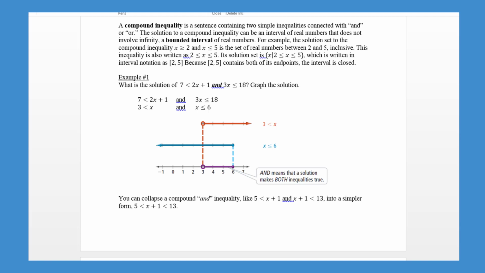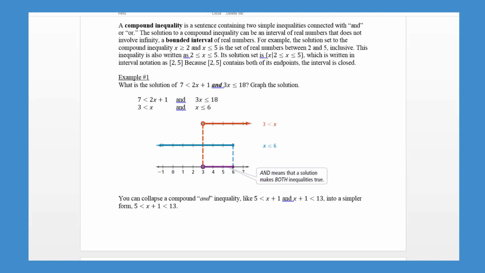So we have a first example here that uses the and statement, and I wanted to point out a couple of things in regards to the and statement. First and foremost, an and statement tends to give us what's called a bounded interval, which means that the solution set is not going to go to infinity. It's actually going to be broken off at certain endpoints in the solution set.